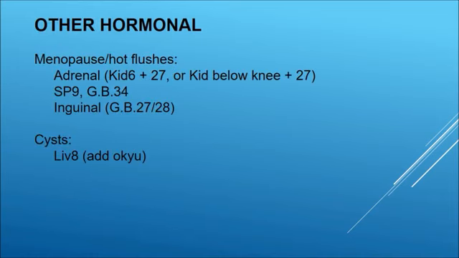Note that the main menopause treatment for hot flashes is adrenal, plus spleen 9 and gallbladder 34. Spleen 9 is needled upwards and gallbladder 34 needled towards spleen 9. And then add gallbladder 28 in the inguinal towards the leg and out. It can also include UB66 if it clears symptoms or reflexes.